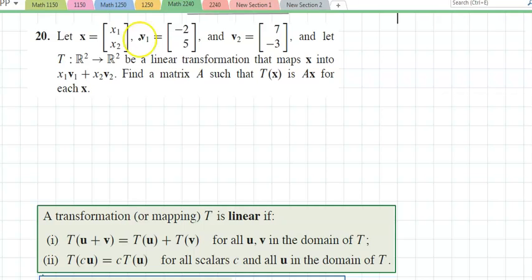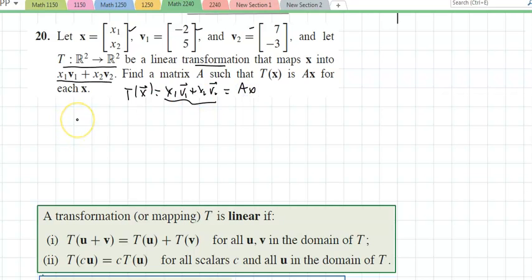And if I look at number 20, here we have x, we have vector 1, vector 2, and we have the map from R2 to R2 be a linear transformation, right? The linear transformation simply maps x into x1 v1 plus x2 v2. All right, looks familiar, right? Find matrix A such that T(x) is Ax. So they want T(x) to equal Ax.